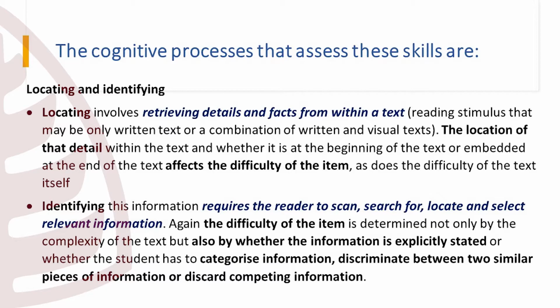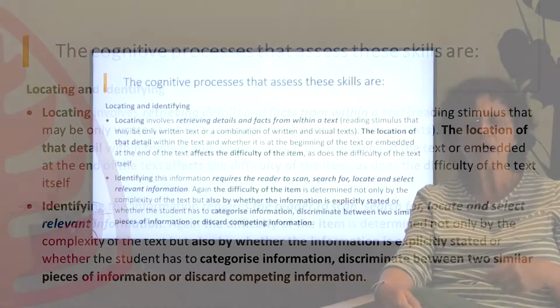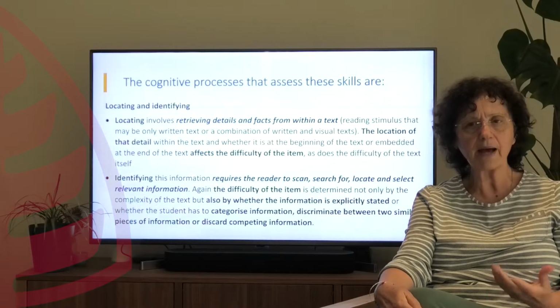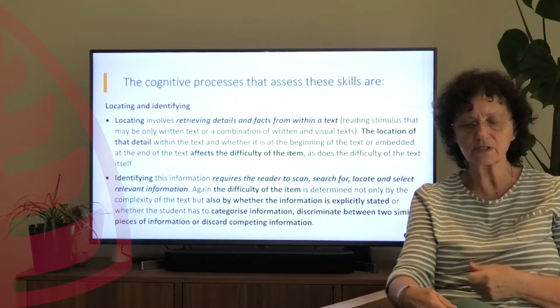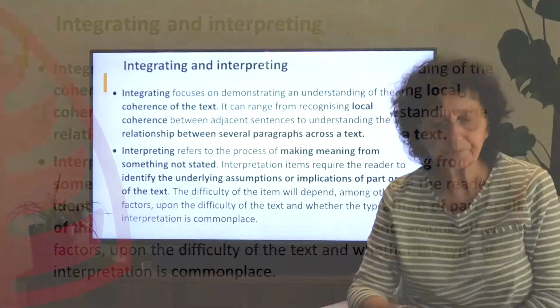So how will a teacher of science teach students how to identify explicitly stated information? How will they learn that in math, in English, in humanities, in physical education, and so forth?